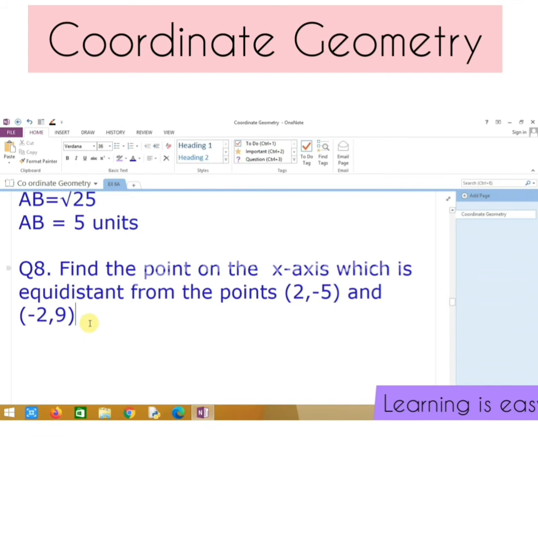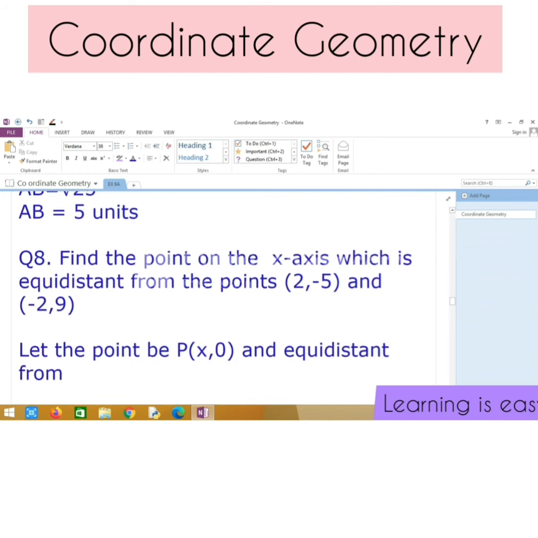Next, question 8. Find the point on the x-axis which is equidistant from the two given points. So let's assume the point P is (x, 0), because it's a point on the x-axis, it has already been mentioned, and it is equidistant from the two given points. Let's assume those two points as A and B. So A is (2, minus 5) and B is (minus 2, 9).